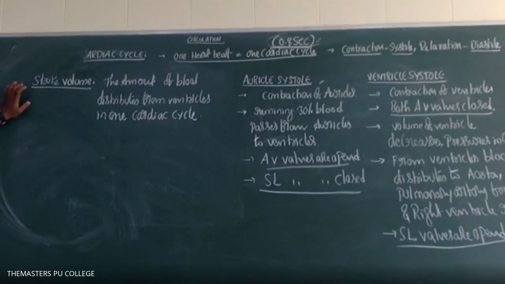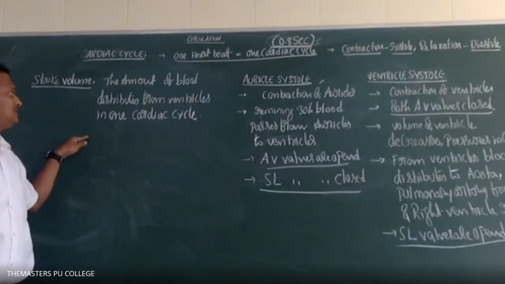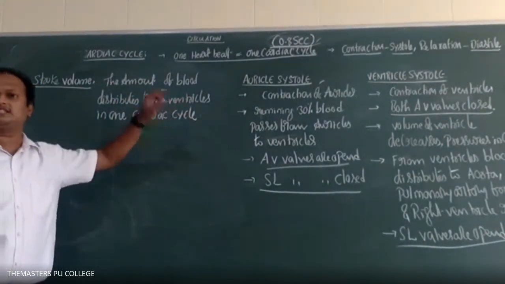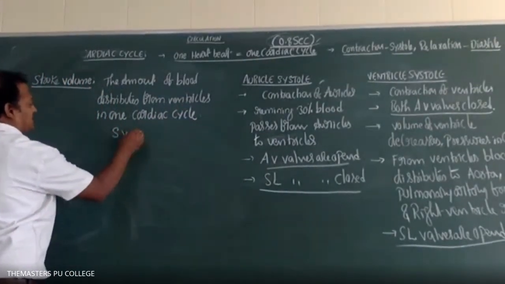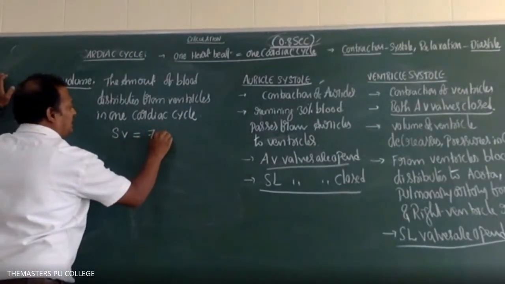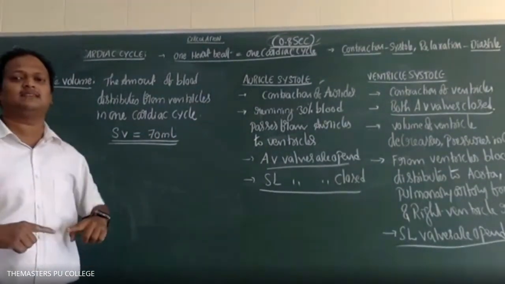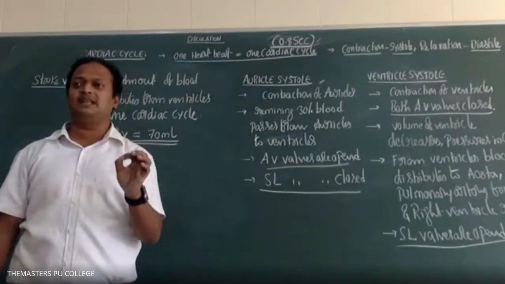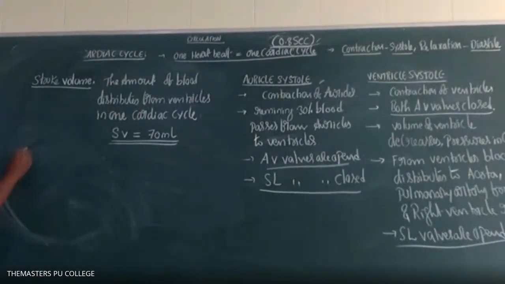What is meant by stroke volume? The amount of blood distributed from the ventricles in one cardiac cycle is called stroke volume. So SV means what, students? Stroke volume. SV, stroke volume, is equal to 70 ml. So how much blood is distributed in one cardiac cycle from the ventricle? 70 milliliters. That is stroke volume. Is it clear? Next, cardiac output.